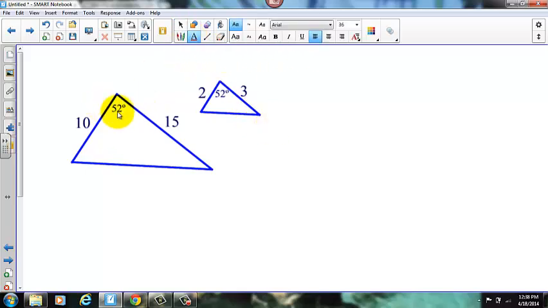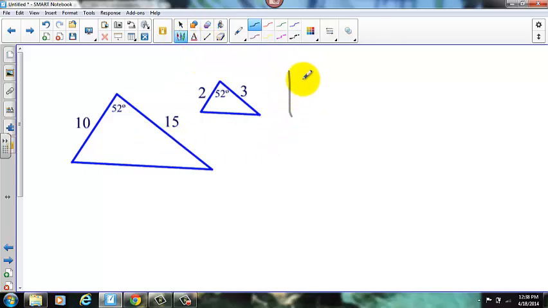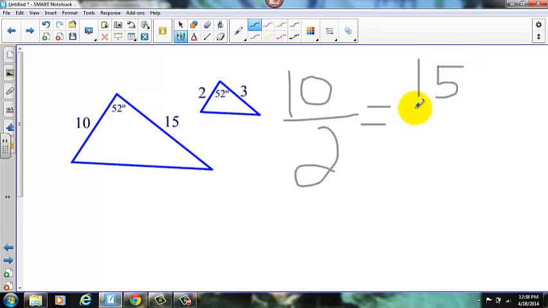For example, we have two different triangles right here. This angle is 52 degrees and this angle is 52 degrees. This side length is 10 and this side length is 2. This side length is 15 and this side length is 3. So we need to figure out if 10 over 2 equals 15 over 3. Now notice, the numerator is from this triangle, so 10, and the numerator over here is also from this triangle, and the denominator is from this triangle, and the denominator is from this triangle. They always have to match up.